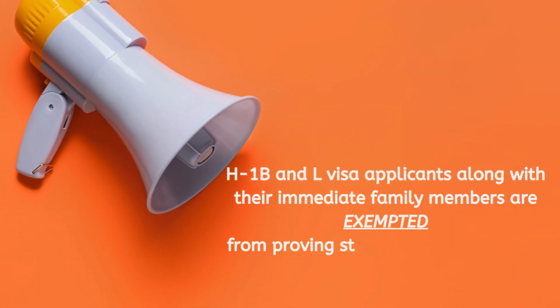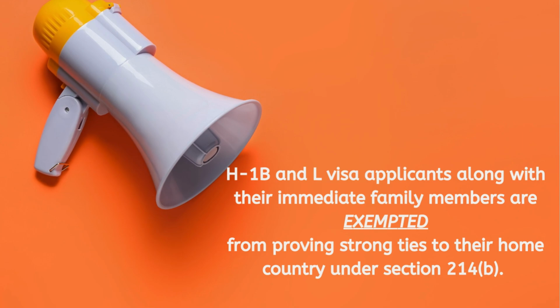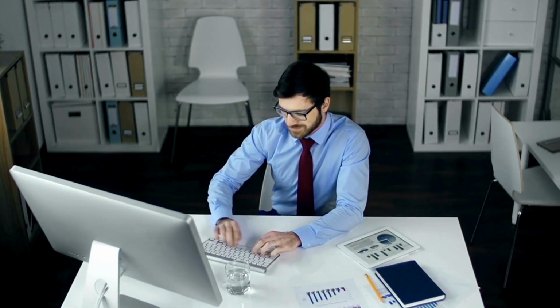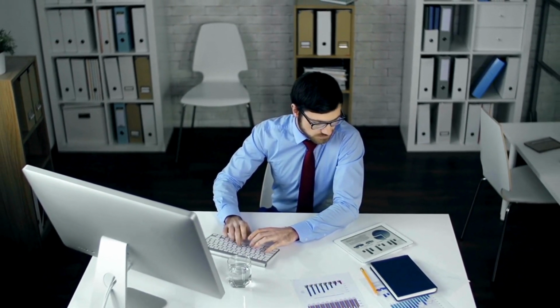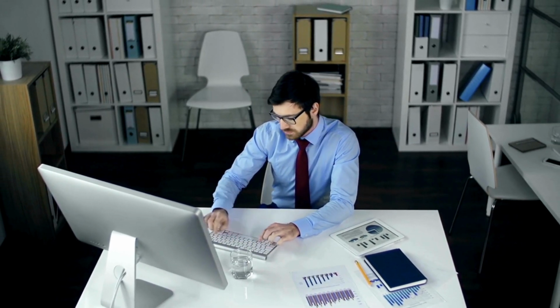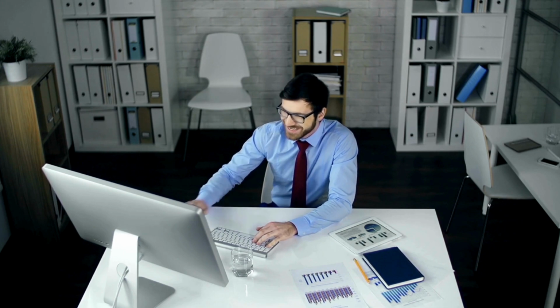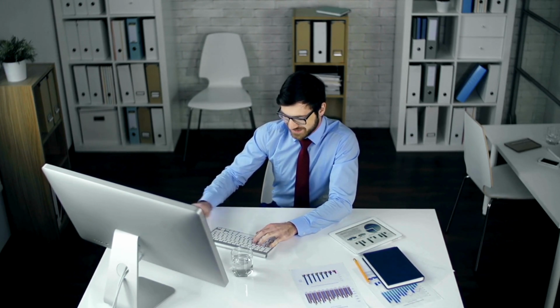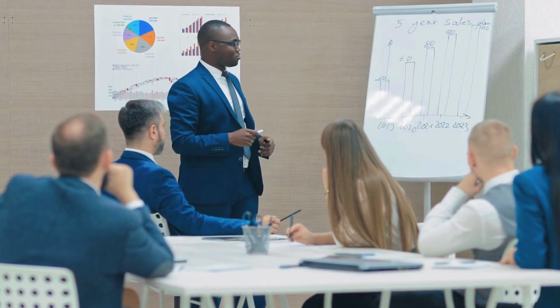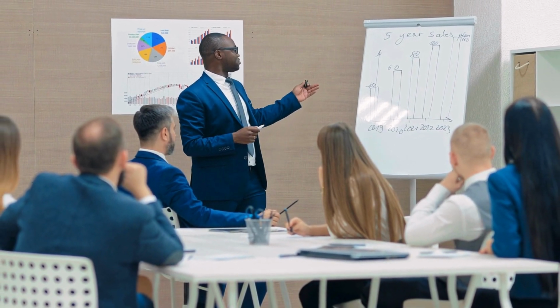Friends, here it is important to mention that H-1B and L visa applicants, along with their immediate family members, are exempted from proving strong ties to their home country under Section 214B. This is because these H-1B and L visas are specifically for temporary skilled workers or for intra-company transferees who have established ties to their employers.